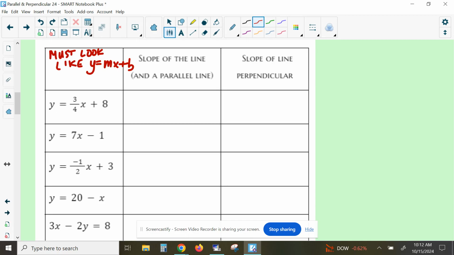Because then we can find the m, because that's the only thing we want. To find the slope of a line, we need m. If we want the perpendicular one, we need m, but then we need the opposite reciprocal. So if we just want to know the slope of a line, we just find the m. Or if we want the slope of a parallel line, we just find m. If we want perpendicular, we still find m, but then we need the opposite reciprocal of m. Flip it and change its sign.